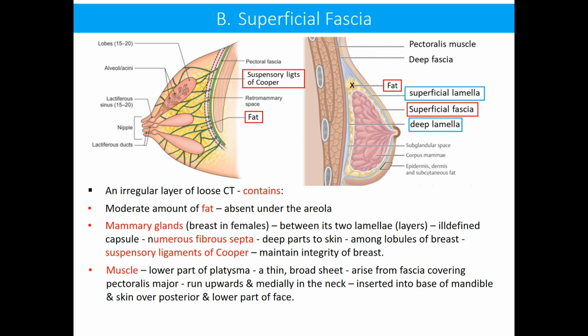Superficial fascia also contains a muscle in the lower part, that is the platysma, which is a thin broad sheet which arises from fascia covering pectoralis major, and fibers run upward and medially in the neck and are inserted into the base of the mandible and skin overlying the posterior and lower part of the face. It also contains the cutaneous nerves and vessels. Superficial fascia allows free movement of the skin over the underlying structures.